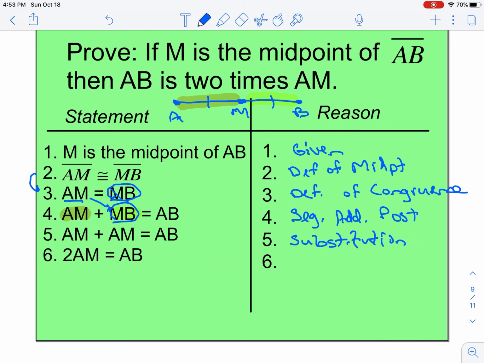And here's where the explanation column kind of comes in handy, because you could actually describe that you substituted AM in for MB. And then now when we just look at AM plus AM, that is 2AM. If you think of this as X plus X, it's 2X. It's kind of the same thing. And so what we say for that is we're really just using algebra properties to simplify.